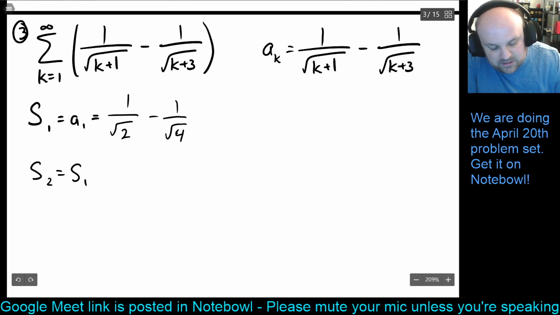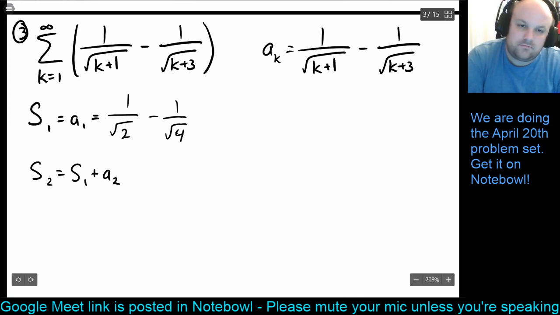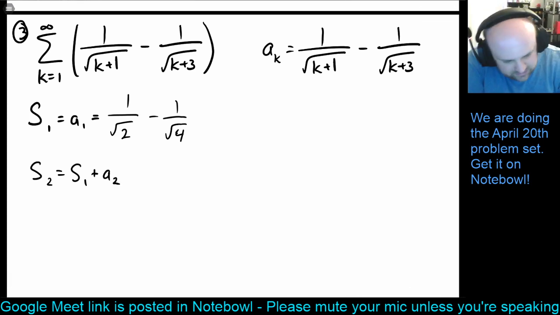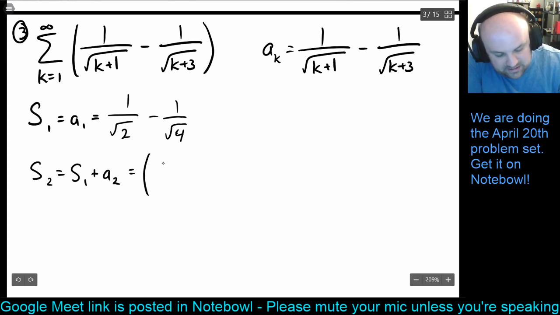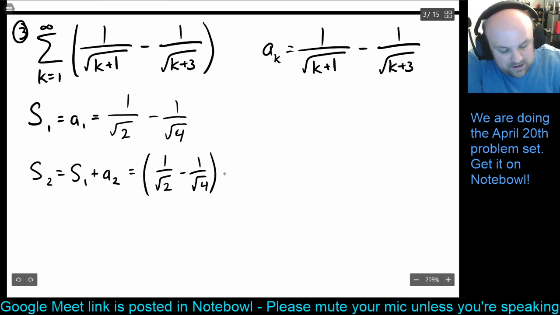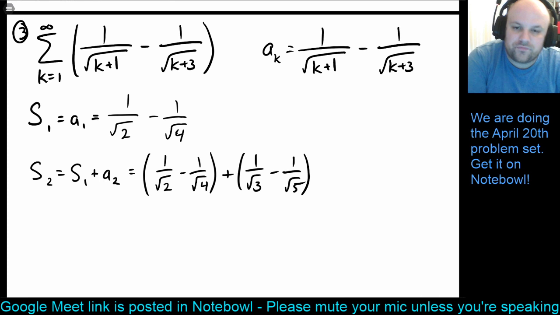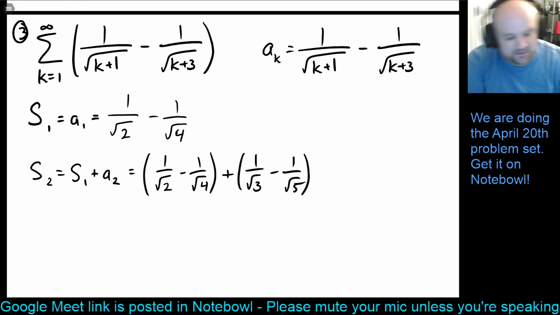This is going to be S1 plus A2. All right. Oh, this one's a little more interesting than I thought. Okay, we're still fine here. So let's go ahead and write this down. This is 1 over square root 2 minus 1 over square root 4. And then plus 1 over square root 3 minus 1 over square root of 5. Okay. Can't really do anything with that, can we? That's fine. Let's keep going.